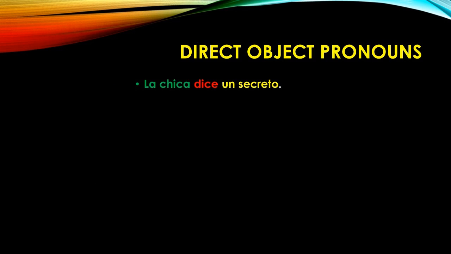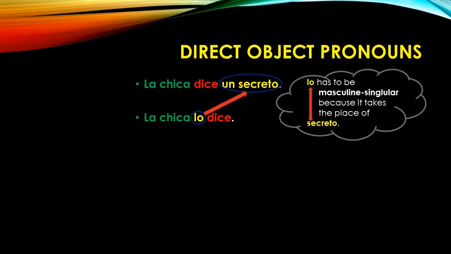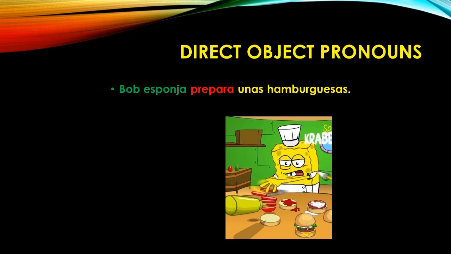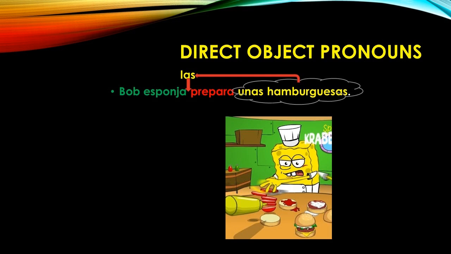La chica dice un secreto. Lo replaces un secreto. It is the direct object pronoun. They're both masculine singular. Bob Esponja prepara unas hamburguesas. We replace unas hamburguesas with a direct object pronoun las, because they are both feminine plural.